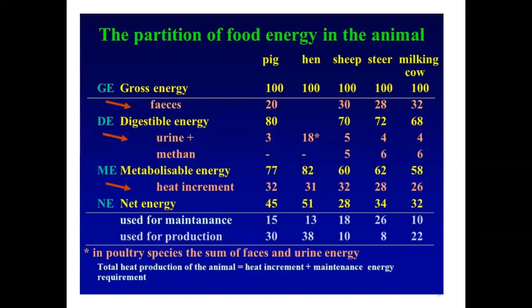Most of the energy is wasted in the form of fecal energy, gases energy, heat increment, and maintenance energy. For example, I have kept this slide just to show that out of 100%, only 38% can be used in production in the case of hen. Similarly, in the case of pig it is 30%, and sheep, milking cow and steer also have much lower use of energy in production. However, poultry can use a higher amount of energy for their production.